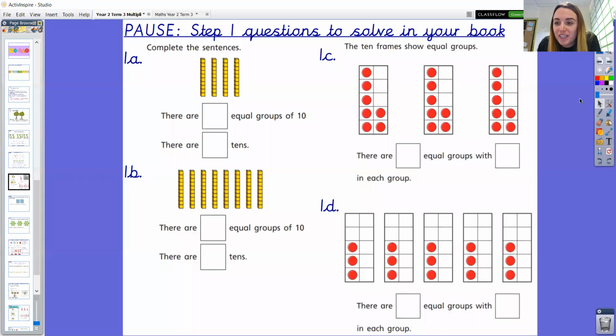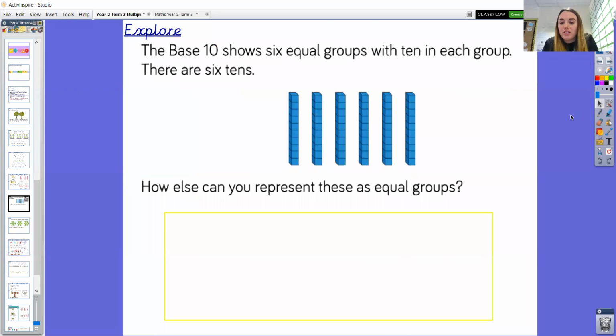I hope you enjoyed step 1, Year 2. We're now going to explore step 2. So here, the question says, the base 10, which we often also call tens or deans. So the base 10 shows 6 equal groups with 10 in each group. There are 6 tens. So in this picture, they haven't actually drawn the groups. But as you can see, they are divided into 6 equal groups.